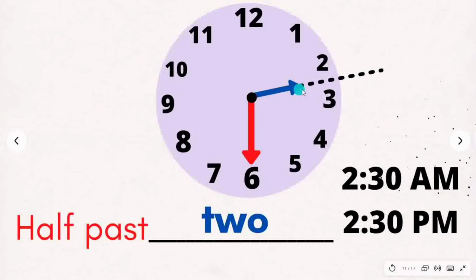Which number is before the arrow? Yes, number 2. Number 2 is located before the arrow. So the answer will be 2:30. You also can write it like this: 2:30 a.m., 2:30 p.m.